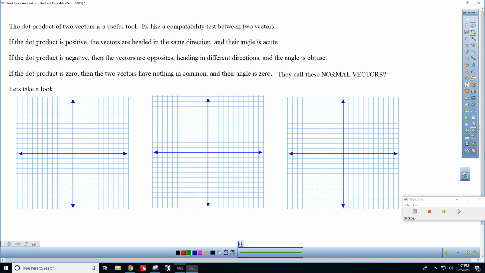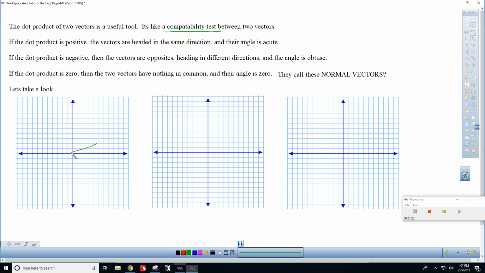So now we'll do some dot products. The dot product is an operation between two vectors, and you really should consider it like a compatibility test. It's like if the vectors were dating, they could take this test early in the relationship and decide whether or not they were a good match. And remember that opposites attract. So if the product is positive, the vectors had the same direction.